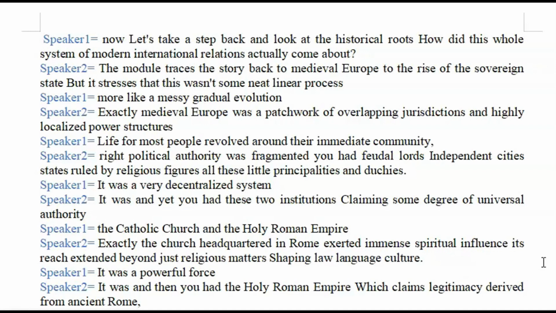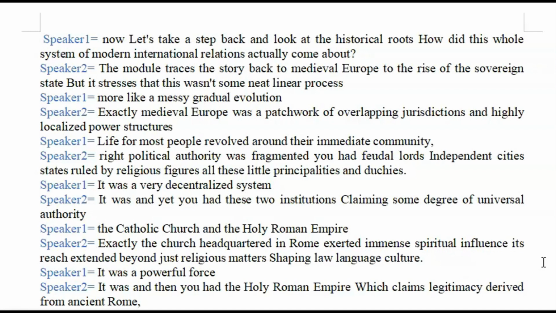Exactly. Medieval Europe was a patchwork of overlapping jurisdictions and highly localized power structures. Life for most people revolved around their immediate community. Right. Political authority was fragmented. You had feudal lords, independent cities, states ruled by religious figures, all these little principalities and duchies. It was a very decentralized system.